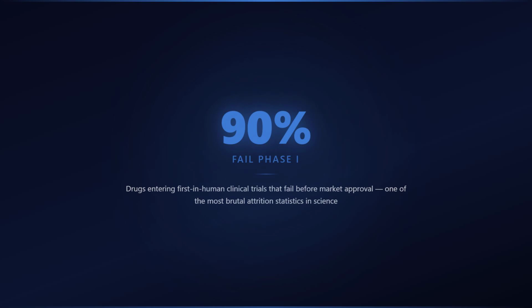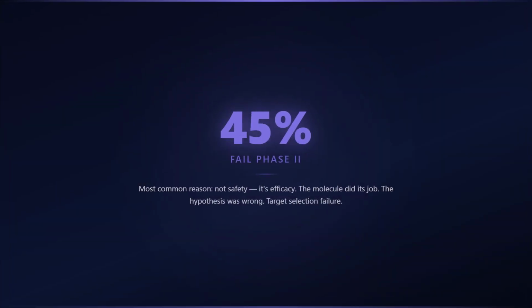And what is the success rate from there? Approximately 90% of drugs entering phase 1 clinical trials fail before market approval. Of those advancing to phase 2, the first efficacy studies in patients, roughly 70% fail. The most common reason is not safety, it is efficacy. The compound does precisely what it was designed to do at the molecular level, and it does not produce the expected clinical effect in the patient.